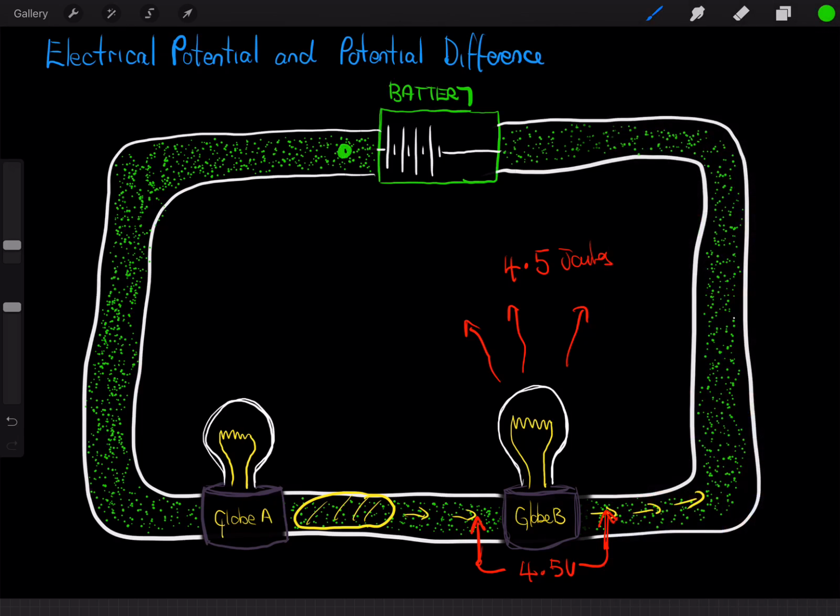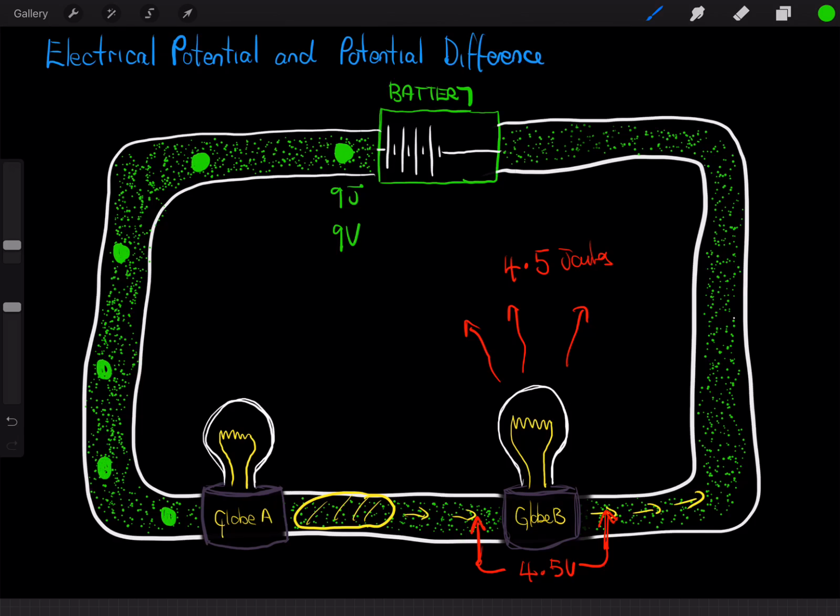At this position here, charge as it came out of the battery had 9 joules of energy. And because there's 9 joules for every Coulomb, we say that it's at 9 volts of electrical potential. Here, it'd still be at 9 volts. Here, still at 9 volts, and so on. Still at 9 volts. It hasn't lost any energy yet.